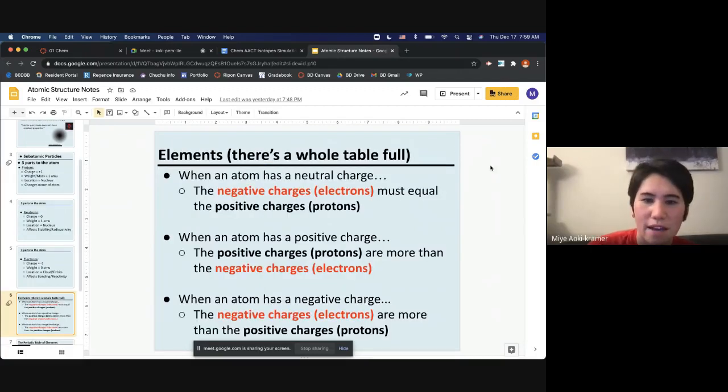All right, then we have elements. When an atom has a neutral charge, the negative charges, which are electrons, must equal the positive charges, protons. So you'll have the same number of negative charges as positive charges. When an atom has a positive charge, the positive charges are more than the negative charges, so you have more protons than electrons. And when an atom has a negative charge, the negative charges or electrons are more than the positive charges, so you'll have more electrons than protons.